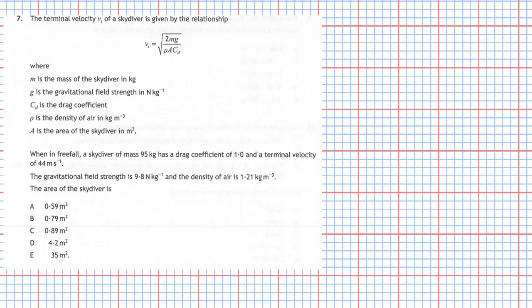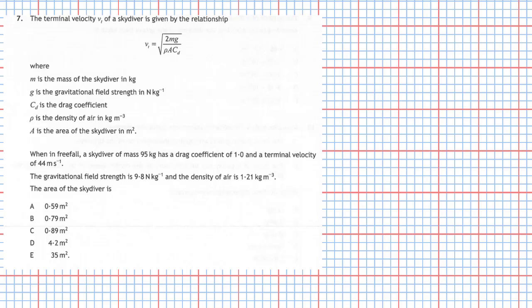Now comes the data part. When in free fall, a skydiver of mass 95 kilograms has a drag coefficient of 1 and a terminal velocity of 44 meters per second. The gravitational field strength is 9.8 newtons per kilogram and the density of air is 1.21 kilogram per meter cubed. And what we're asked to find is the area of the skydiver.